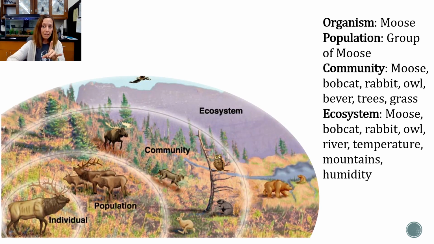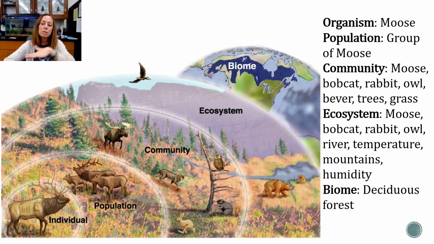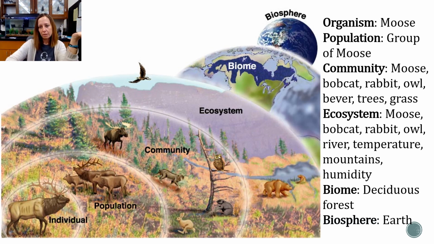So now I'm adding in my abiotic. So I'm going to say all of my stuff from above plus my river and how humid it is and the mountains in the background. Okay. After ecosystem, I go up to biome. So this is all the places across the earth that have that same temperature and same type of animal. So this would be like the deciduous forest biome. Then planet Earth, the biosphere.